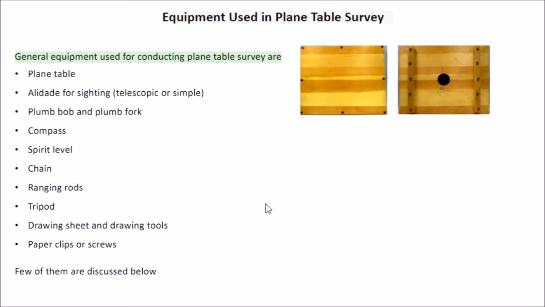General equipment used for conducting plane table survey are: plane table, eye dot for sighting, telescopic or simple, plumb bob and plumbing fork, compass, spirit level, chain, ranging rods, tripod, drawing sheet and drawing tools, paper clips or screws. A few of them are discussed below.